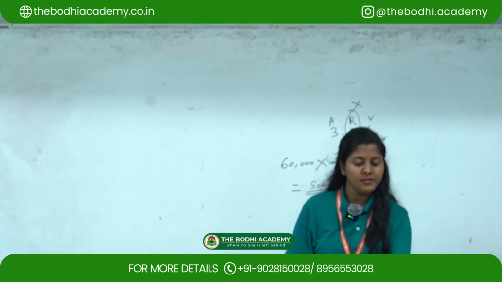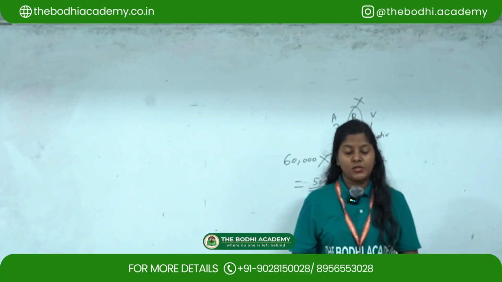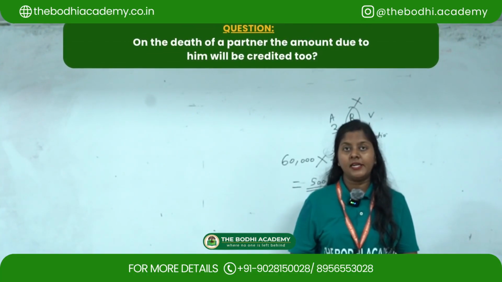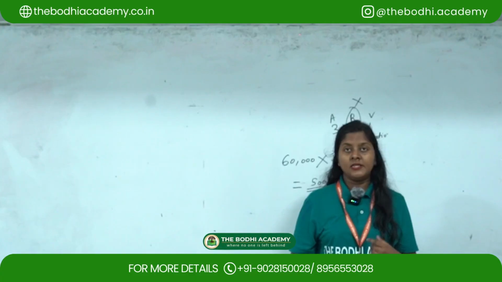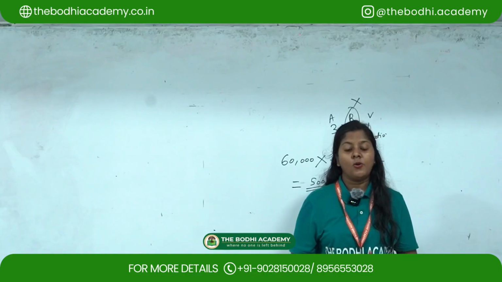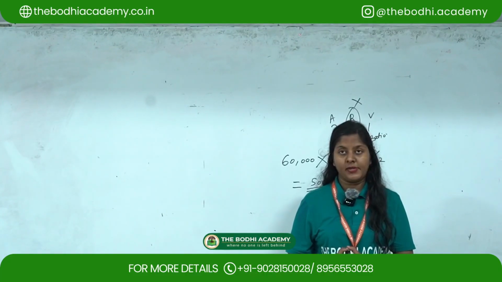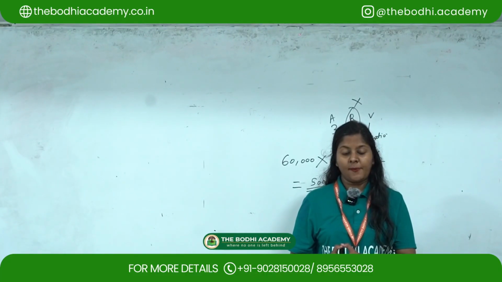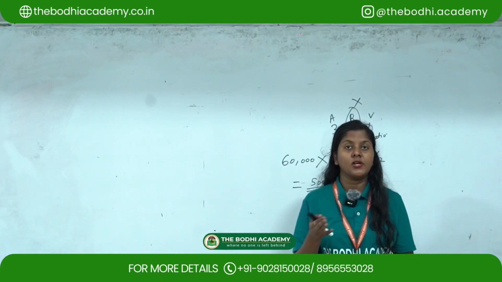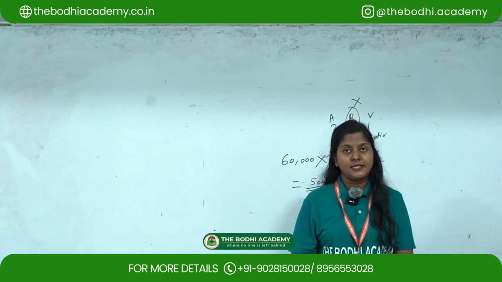Yes. Then next MCQ, on the death of a partner, the amount due to him will be credited to. So whenever there is a death of a partner, whatever the amount is left, that we give to his executor's account. Okay. So here the options given are all partners capital account, remaining partners capital account, his executor's account, or government's revenue account. So the correct option here is his executor's account.